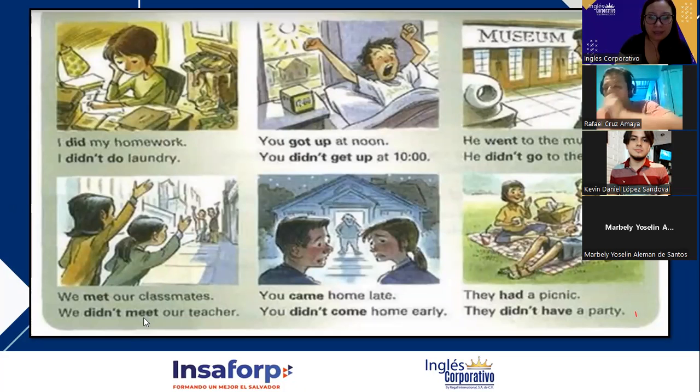Luego tenemos meet, conocer o encontrar, met. Tenemos come, venir, y el pasado vino, o vine, o vinimos, dependiendo del sujeto, ¿verdad? Came. Have, el pasado de tener es had, right? Con la D, had. So, y ahí, si se fijan, estos también son verbos de acción, la mayoría, los regulares.